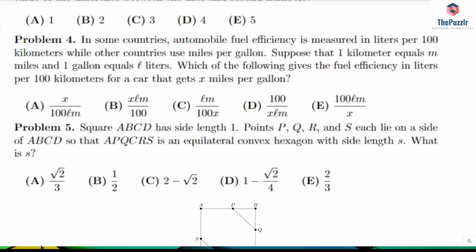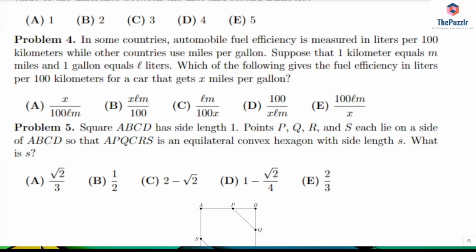Problem number 4. So in this problem, we have a different way of measuring how efficient fuel is. Instead of measuring it in miles per gallon, we're measuring it in liters per 100 kilometers. So not only are we switching the distance and the measurement unit, we're also switching the order that we measure it in. Instead of distance over how much fuel we're using, it's the other way around. So we have to keep that in mind.